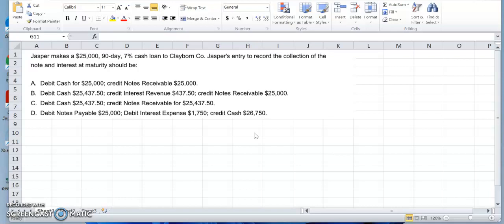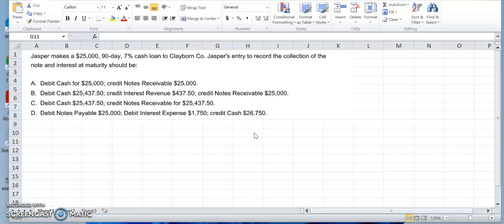Don't we all just love notes receivable? I know. I know. But let's get started though. Jasper makes a $25,000 90-day 7% cash loan to Claiborne Company. Jasper's entry to record the collection of the note and interest at maturity should be. So we're trying to see what the journal entry at the maturity is going to be.